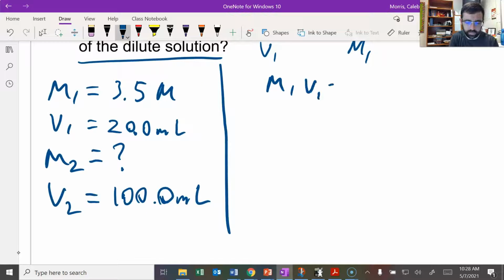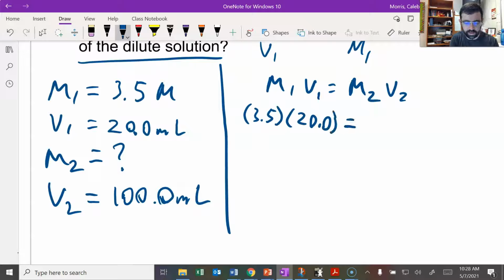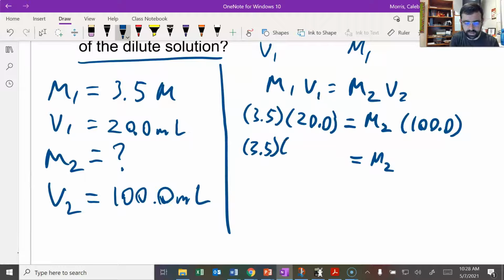M1 V1 equals M2 V2. So I have 3.5 times 20.0 equals M2 times 100.0. So if I wanted to solve for M2, I'm going to divide both sides by 100. So I end up with 3.5 times 20.0 divided by 100.0.